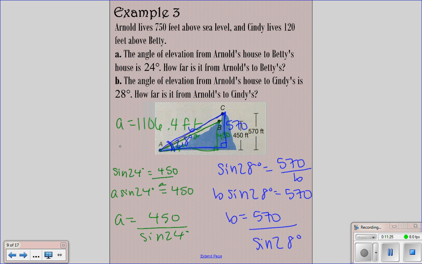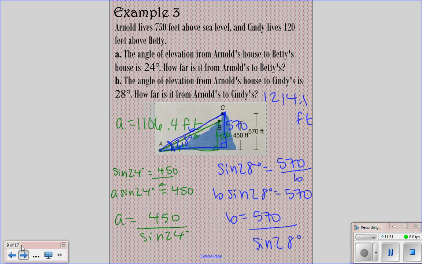And so if you plug that into your calculator, you should get 1,214.1 feet. Okay? So hopefully that helps you with that example.